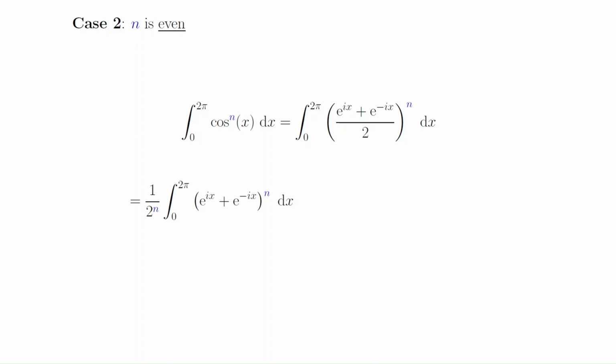Now consider the case where n is even. We start with our integral, and we are going to use the complex representation of the cosine. That is, in terms of exponential functions with imaginary exponents. Take the denominator out of the integral, since it does not depend on x. And now we multiply both the numerator and the denominator by i times e to the power of ix. This will make sense in a moment.